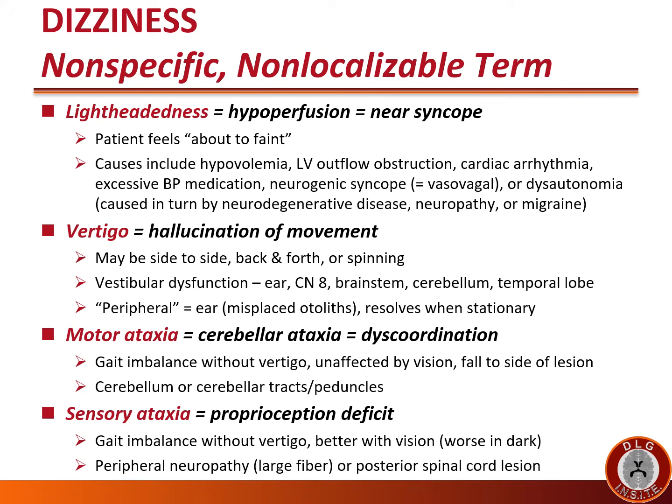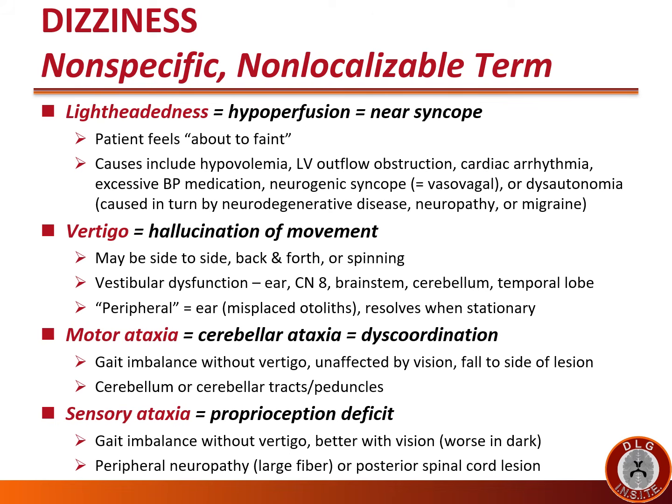The other type of dizziness is vertigo. Vertigo specifically means hallucination of movement. Most people think it means spinning. Not necessarily. The hallucination may be side to side, back and forth, or spinning. It doesn't matter. Those are all examples of vertigo. And this can be due to vestibular dysfunction, due to lots of things. The lesion localization can be in the ear, cranial nerve 8, the brainstem, cerebellum, or even the temporal lobe.